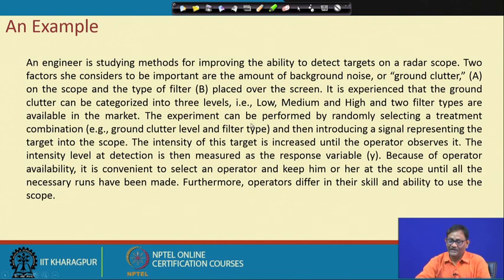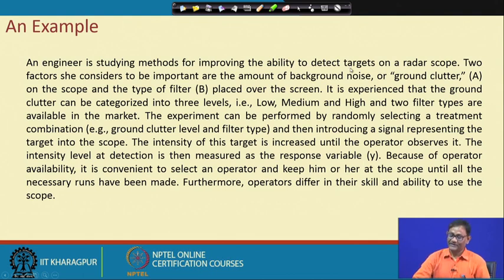The experiment can be performed by randomly selecting a treatment combination, that means ground clutter level and filter type, and then introducing a signal representing the target into the scope. The intensity of this target is increased until the operator observes it. The intensity level at detection is then measured as the response variable y.